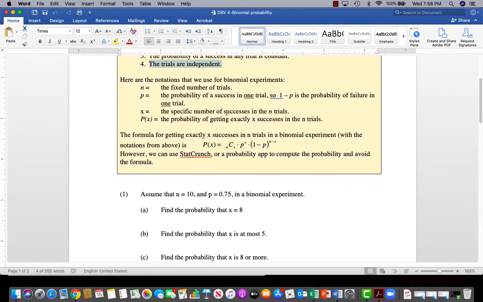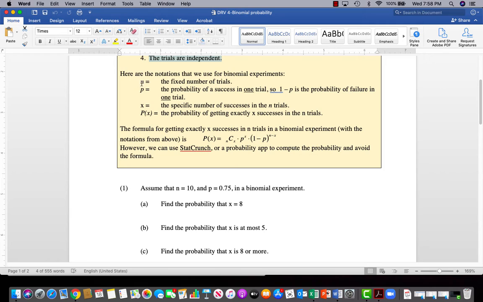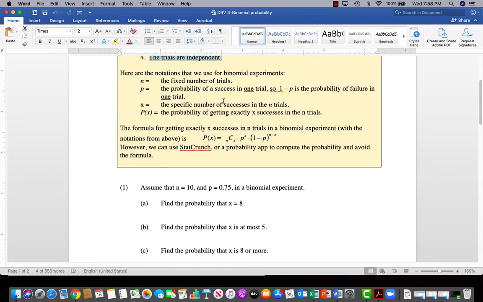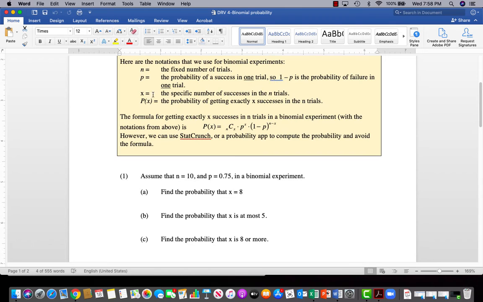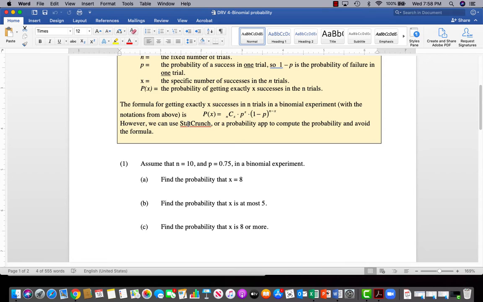The notations we use for the formulas are n is the fixed number of trials. We'll use that even in StatCrunch. And p is the probability that the thing that you're counting happens in any single trial. And so then its complement, 1 minus p, is the probability that it doesn't happen in any one single trial. And then x is the thing that we're counting. We want to see how many times it counts. All right, we have this formula which we can use, but we're not required to. But we can if we wish.